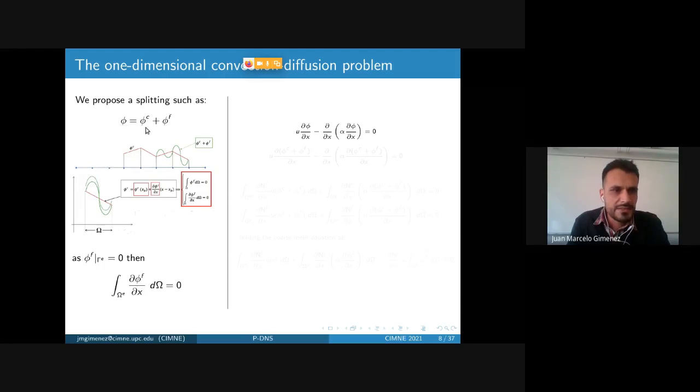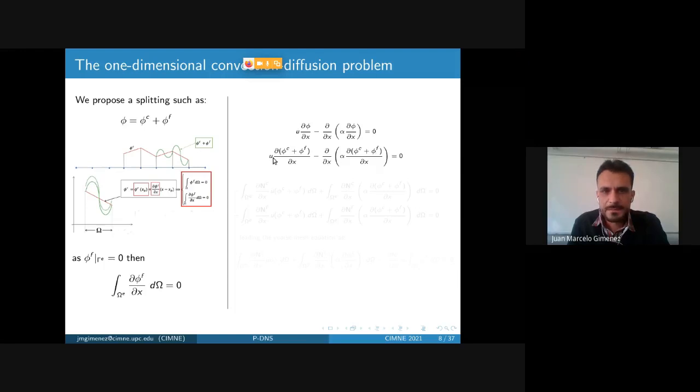Inside any element, I think that the coarse solution is a linear function, and phi f accomplishes some requirements. In particular, for convection diffusion, we are going to require that at the node boundaries, the fine solution will be null. We can rewrite this requirement as in this expression, where the average of the gradient of the fine solution is null. I leave this result here, because we are going to use it next.